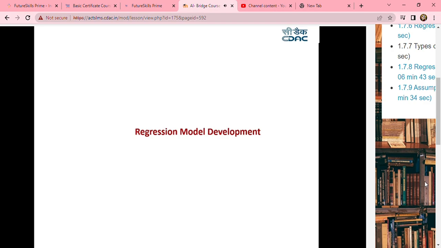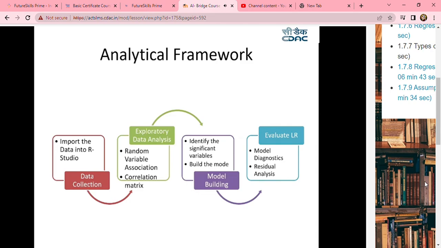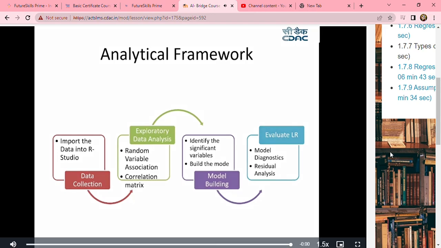Now, whenever we are trying to find the association, we call that concept regression model development. In order to go ahead with regression model development, there is an analytical framework to be followed. Before you find the association between the dependent and the independent variables, there are certain steps which are to be followed. Those steps will be explained to you in the next session. See you all in the next session.